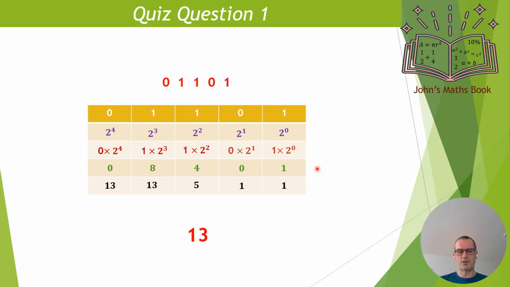So if we add these numbers up, we get 1 plus 0, which is still 1. 1 plus 4 gives us 5. 5 plus 8 gives us 13. 13 plus 0 gives us 13. So the final answer is 13.